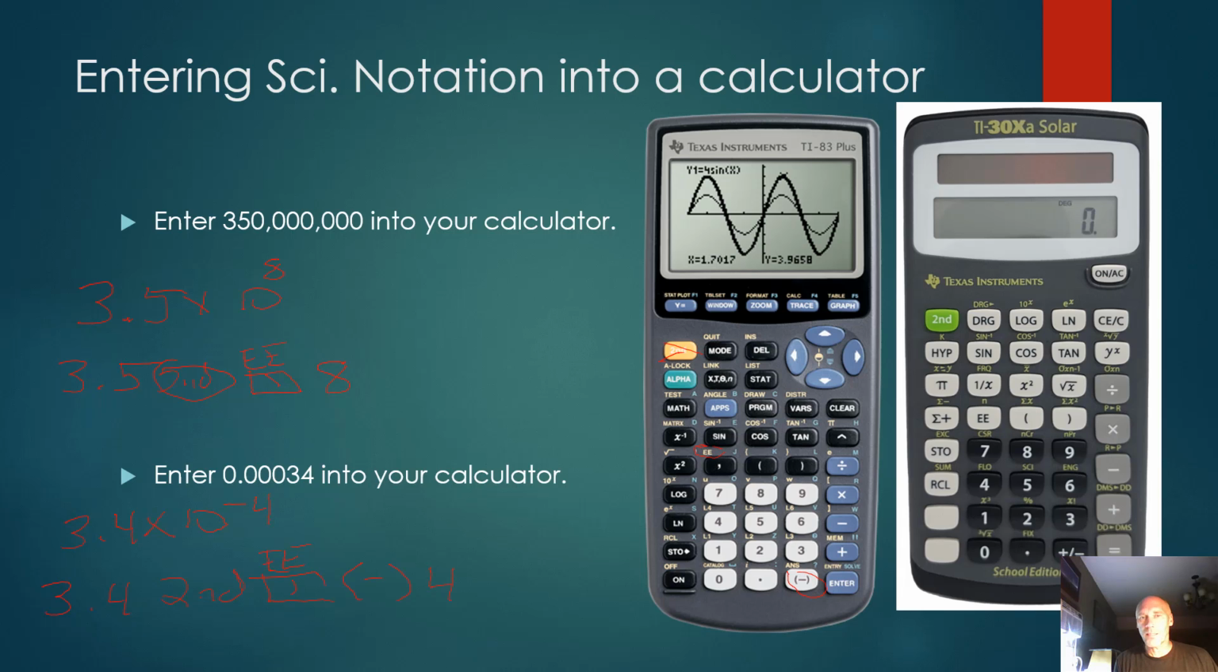calculator. It's the same with this calculator here, but you don't have to hit second function. It's got double E programmed as its first function. So you do everything the same, except you wouldn't be doing second function. You simply hit 3.4 and then that double E key. Here's your negative key, and then put in your exponent 4. And bingo, you've got it in.